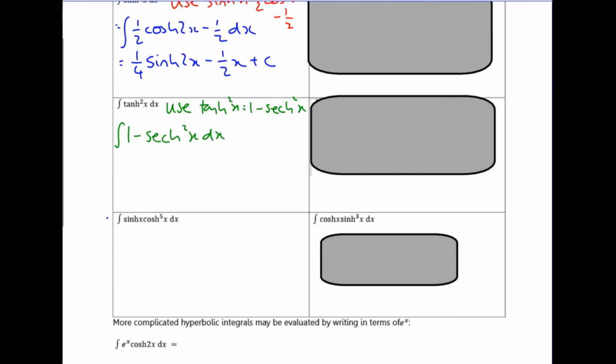And I can swap that in. I'm integrating 1 minus sec squared x now. Integrating 1 goes to x. Integrating sec squared, you can get it off the formula sheet, but it integrates to tan. And we've got plus c.